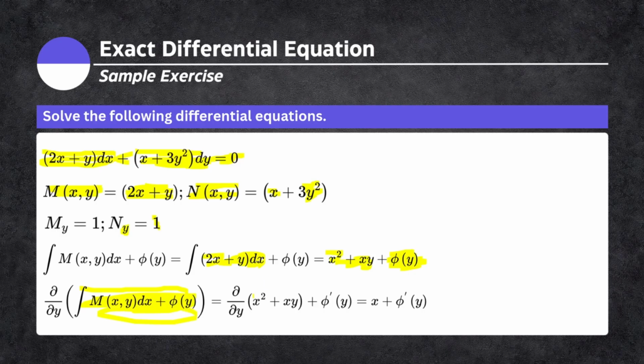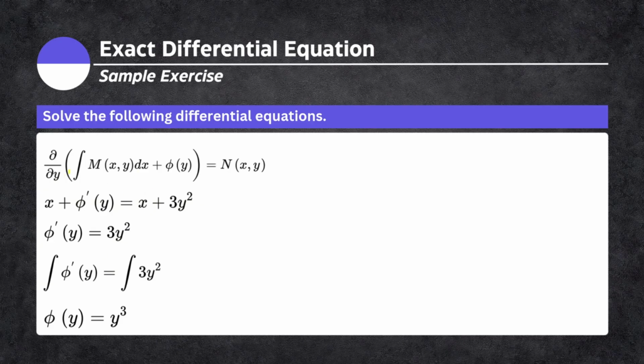So we have the partial derivative of x squared plus xy. This will give us x, and then just copy this from phi of y. So this becomes phi prime of y since we are already differentiating.